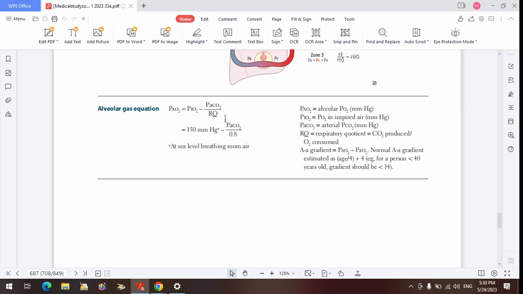Diffusion limited? It is diffusion limited. No, it's not diffusion limited. Is it CO2 or the other? Oh, CO2. So sorry. But this is perfusion limited.